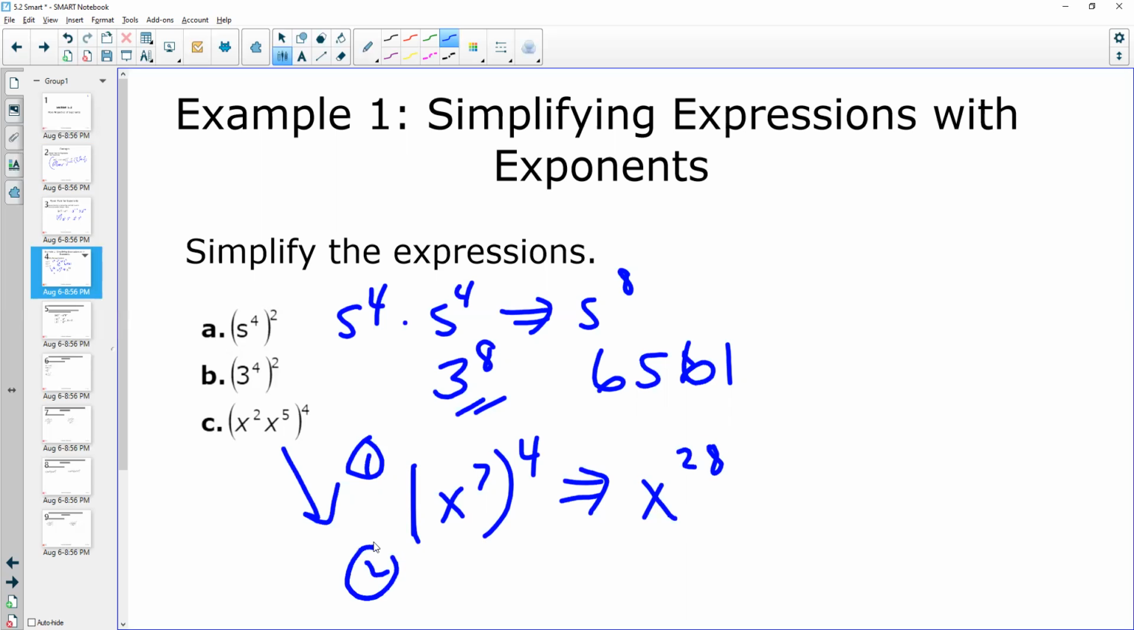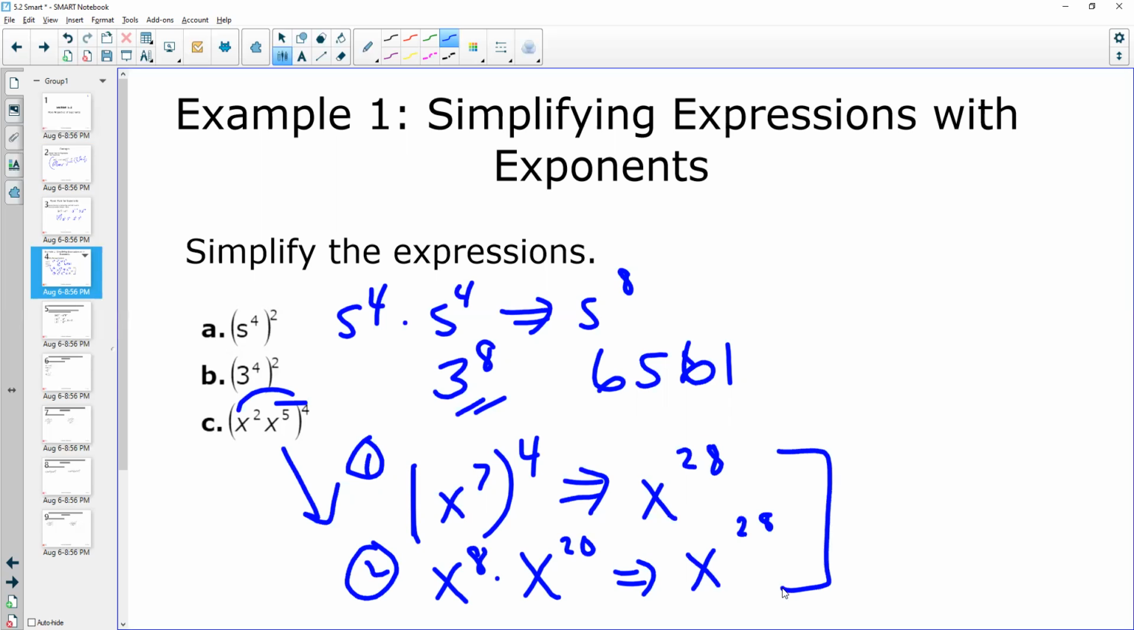The other way I could do it is to think about distributing that 4th across first. So x to the 4 times 2 is 8, times x to the 5 times 4 is 20. And then I would just add those together. So I would still get x to the 28th. Either of these is fine. It's just a matter of how you think about it. The first way is more appropriate for order of operations, but both ways work out, as you can see.